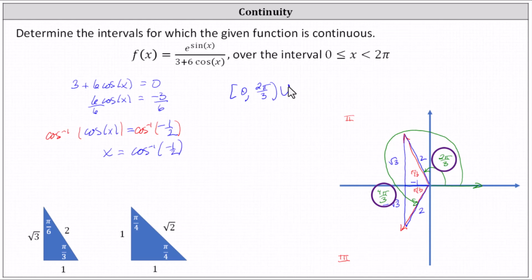Union, the next interval is from 2 pi divided by 3 to 4 pi divided by 3, and this will be an open interval, meaning we're not including either endpoint. And then finally, the last interval is the open interval from 4 pi divided by 3 to 2 pi. These are the intervals within the given interval for which the given function f of x is continuous.